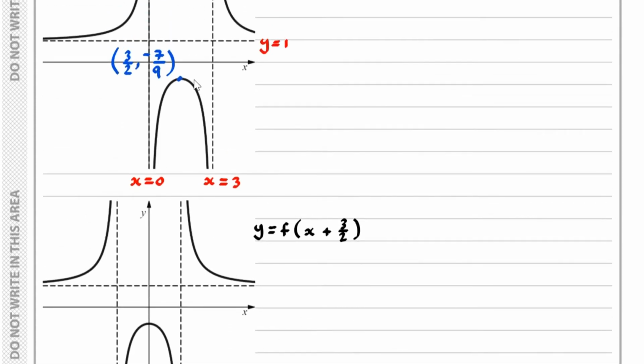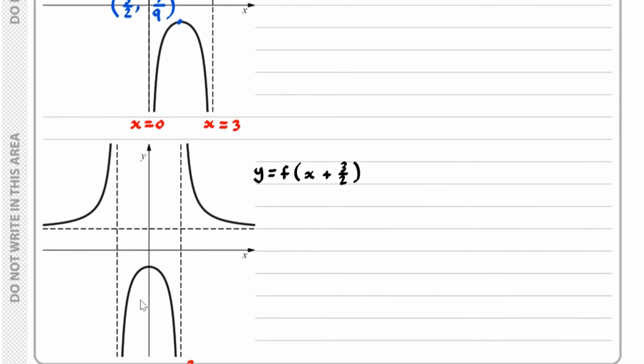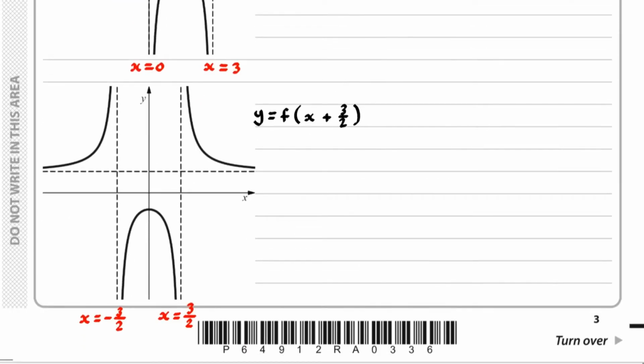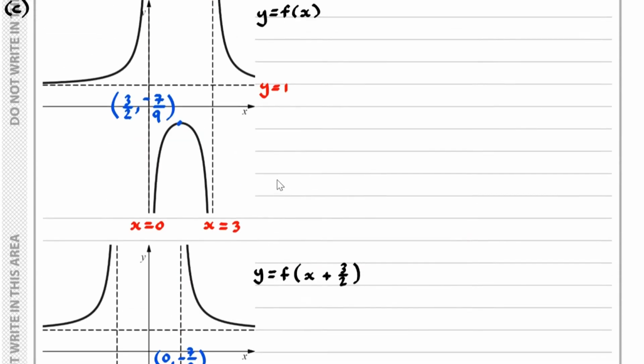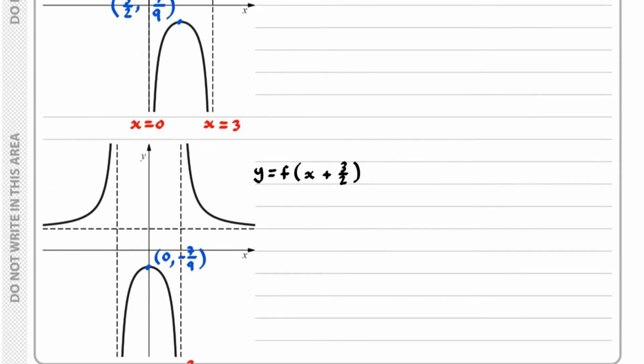And the turning point will now lie on the y-axis. The turning point would have coordinates 0 and negative 7 over 9, and our horizontal asymptote y equals 1 remains the same.